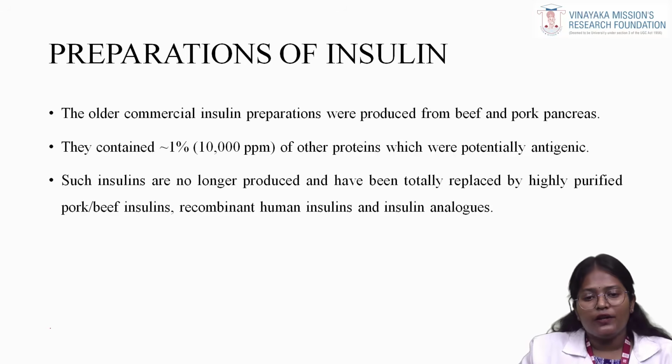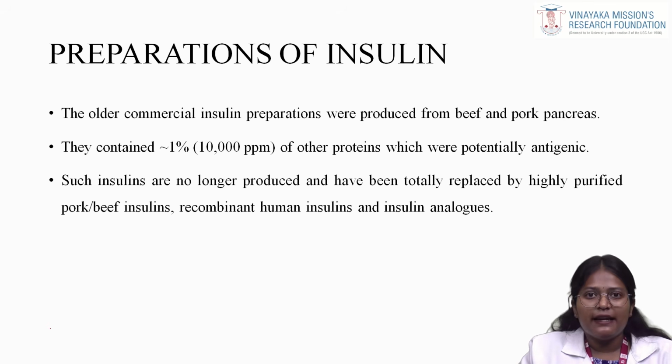So, preparations of insulin. The older commercial insulin preparations were produced from beef and pork pancreas. They contained less than 1% of proteins which were potentially antigenic, that is 10,000 parts per million. Such insulins are no longer produced and have been totally replaced by highly purified pork or beef insulins, recombinant human insulins and insulin analogs. So initially insulin was taken from the pancreas of pigs, beef, that is pork.